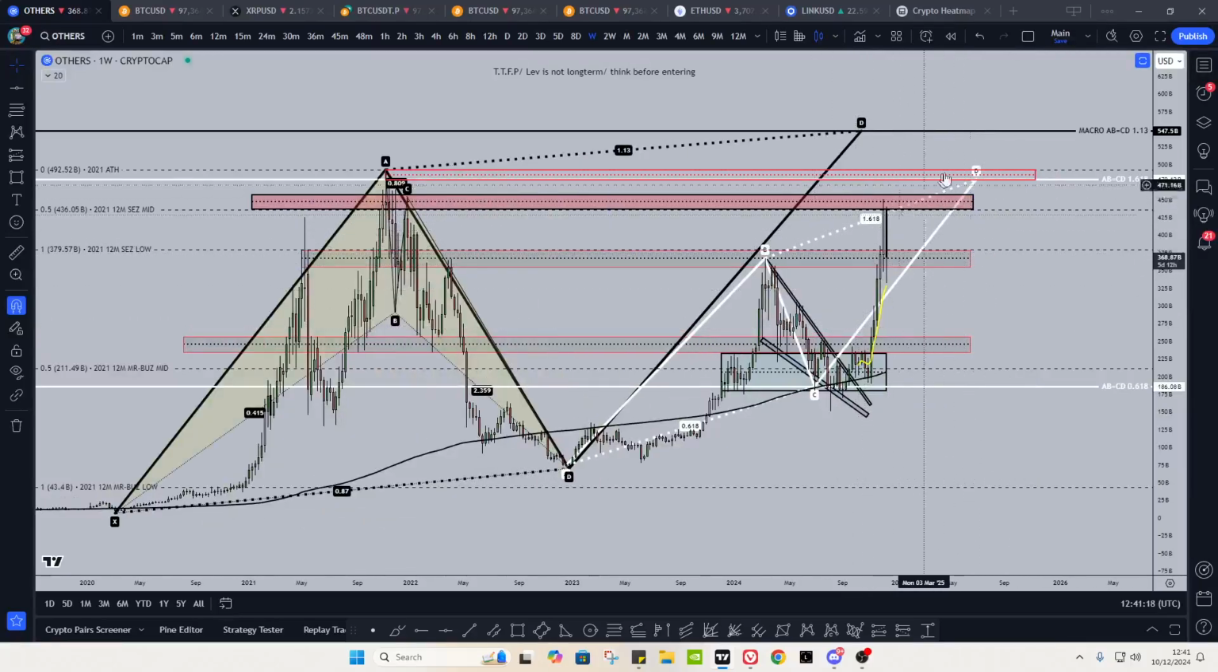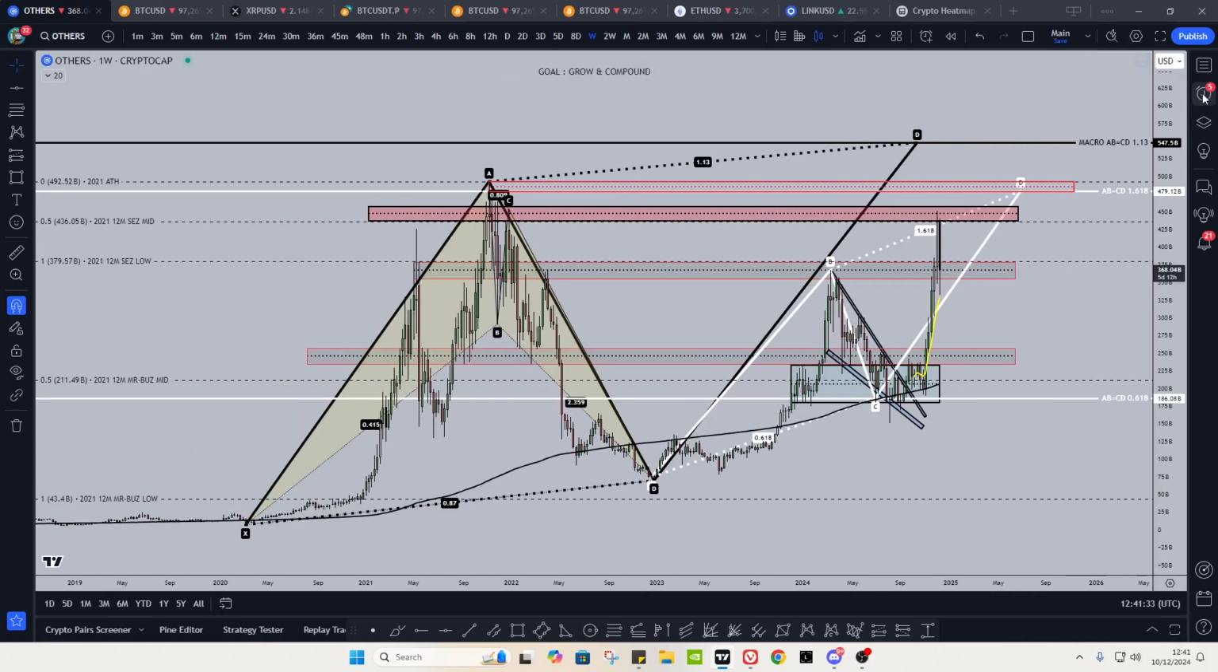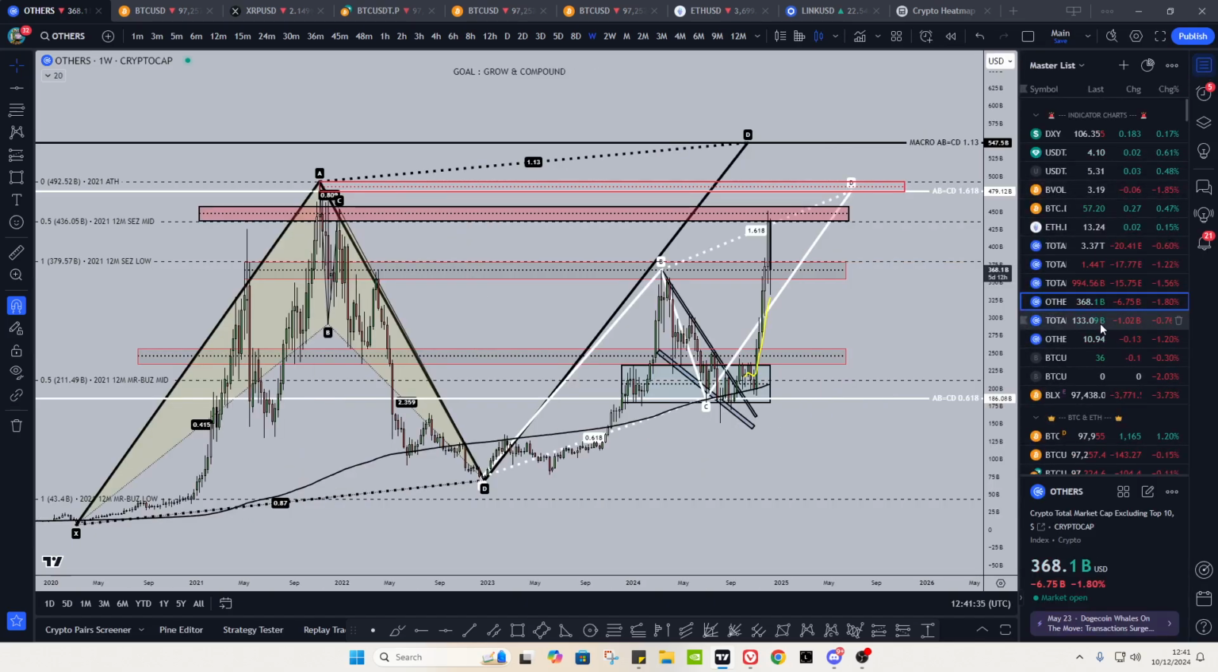But again, there's your key targets now. You've rejected off of resistance. You rejected off of your 12-month seller zone mid. Now you're trying to flip what was once resistance into support. If that is successful, you've got a thesis for why you should be taking this out. Very simple. And last but not least, two things else.